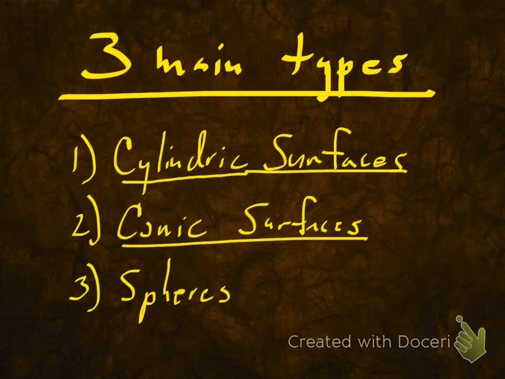Likewise, conic surfaces means like a cone, but it doesn't have to be a cone. It can be a polygon on the bottom. And spheres are basically balls. You know what spheres are. We're just going to get a little bit more mathematical with them.